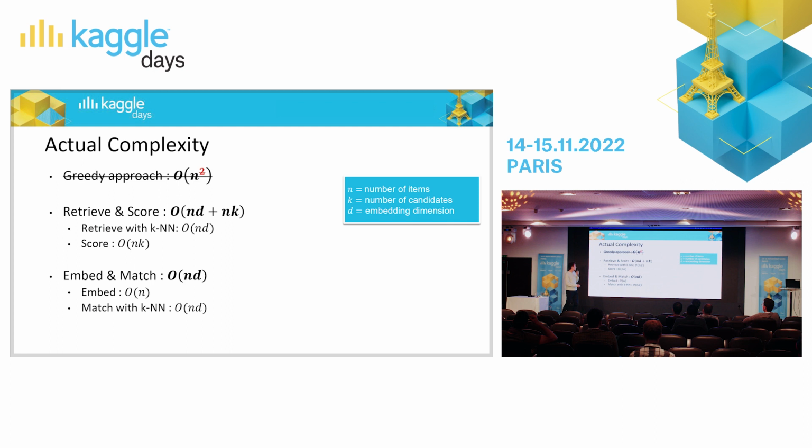With the retrieve and score approach, the complexity comes from the scoring model, which once again is O of n times k. And in the embedding and matching problem, the complexity only comes from the embedding you are computing.